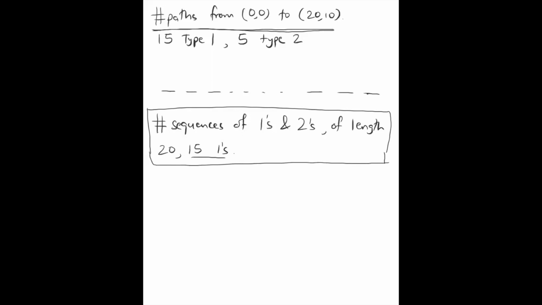So now we have this sequence. We want to construct a sequence consisting of ones and twos, which has length 20, and it has exactly 15 ones. So how do you go about constructing a sequence? Well, that is pretty easy. You have 20 spots. You just select 15 out of them, and you put ones in them.